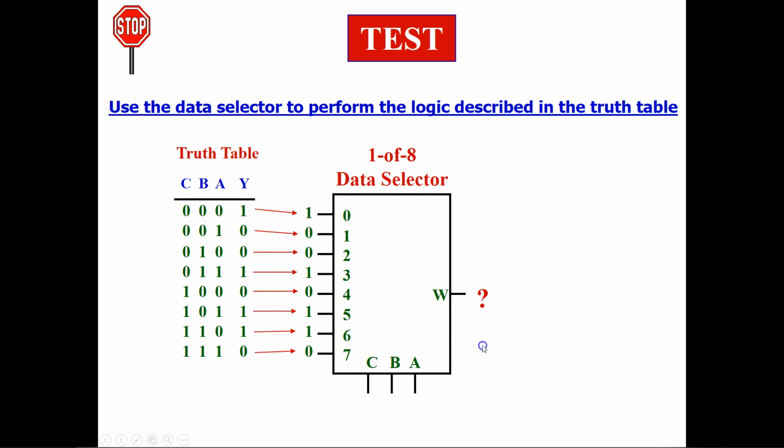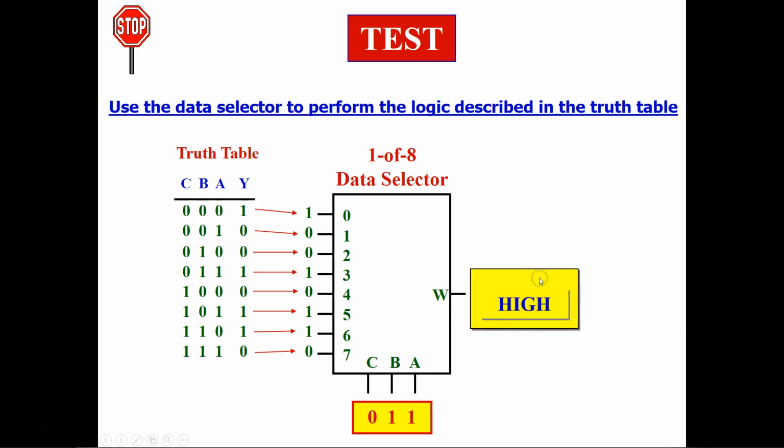Now let's see if we have 0, 1, 1, then what will happen. 0, 1, 1 is what case? 0, 1, 1 is this one, when C is 0, B is 1, A is 1. So at that point output is 1. So our output W is going to select this one, and output is going to be high.